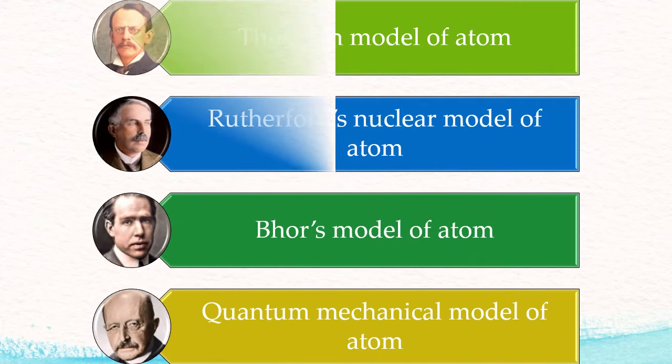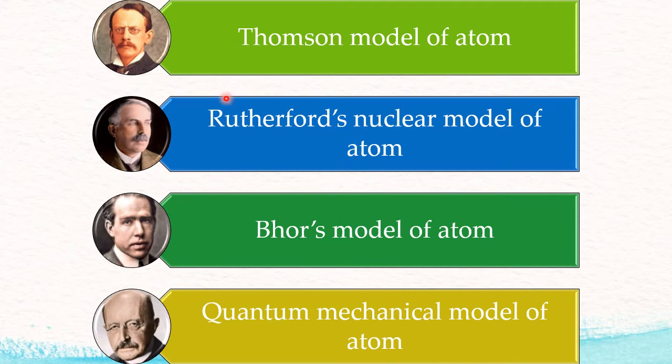Totally, we have four models. Many teams were busy understanding the arrangement of these two particles, but we will discuss only those models which were popular and proved. Totally, we have four models. First one is Thomson model of atom, Rutherford's nuclear model of atom, Bohr's model of atom, and the quantum mechanical model of atom. And you can see the contributors who have contributed.